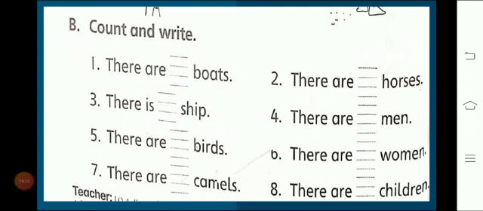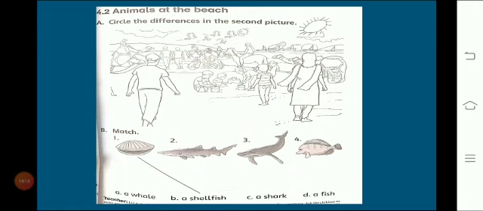Have you done? Good. Move towards the next page. Animals at the beach. Circle the differences in the second picture. Now look, first picture is on the previous page, page number 14. And now on this page, there are some differences. There are few things which are different, which were not in picture number 1. You have to identify them and you have to circle them. Have a look at both pictures and do it right now. It's very easy. You can do it quickly.